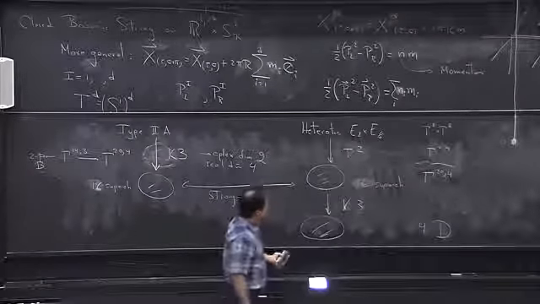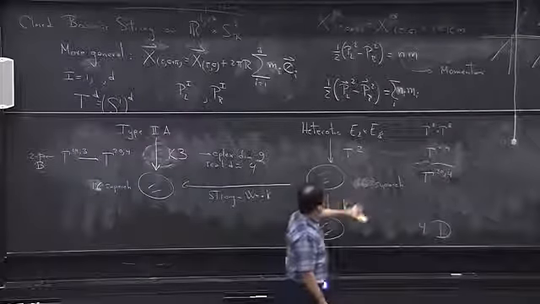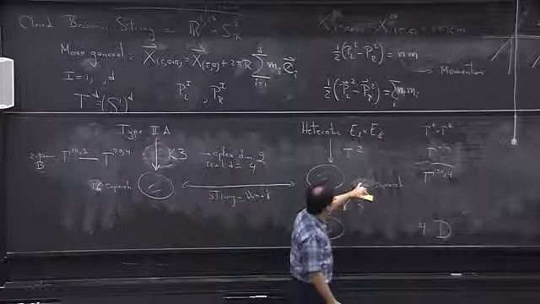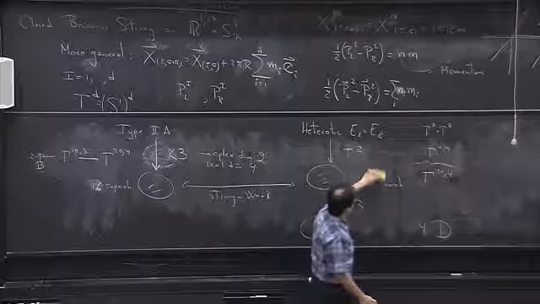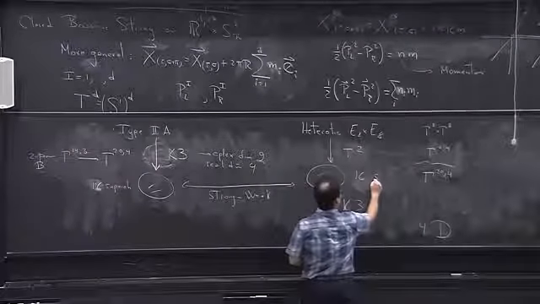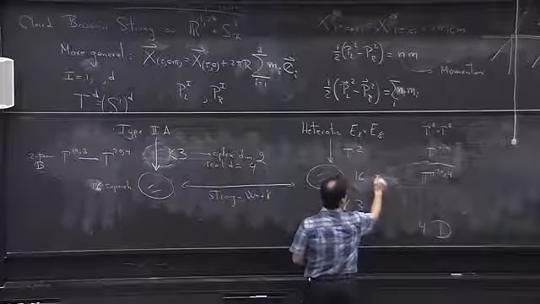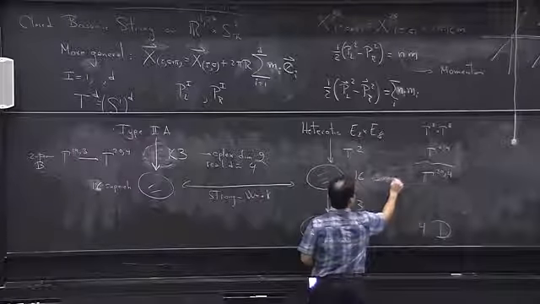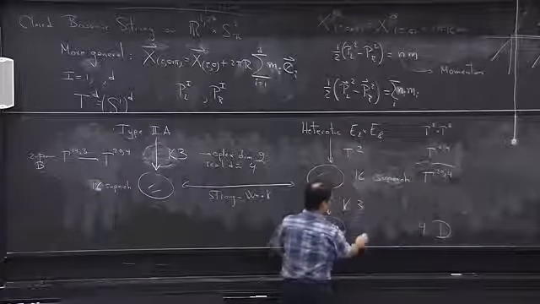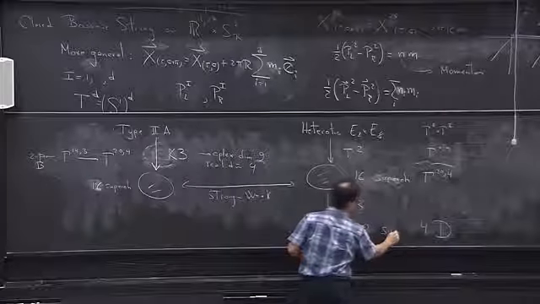How many supercharges are we going to have? Well, K3 breaks half of the supersymmetries. So we started with 16. We have 16 supercharges here, and in 4 dimensions, we're going to get 8 supercharges.